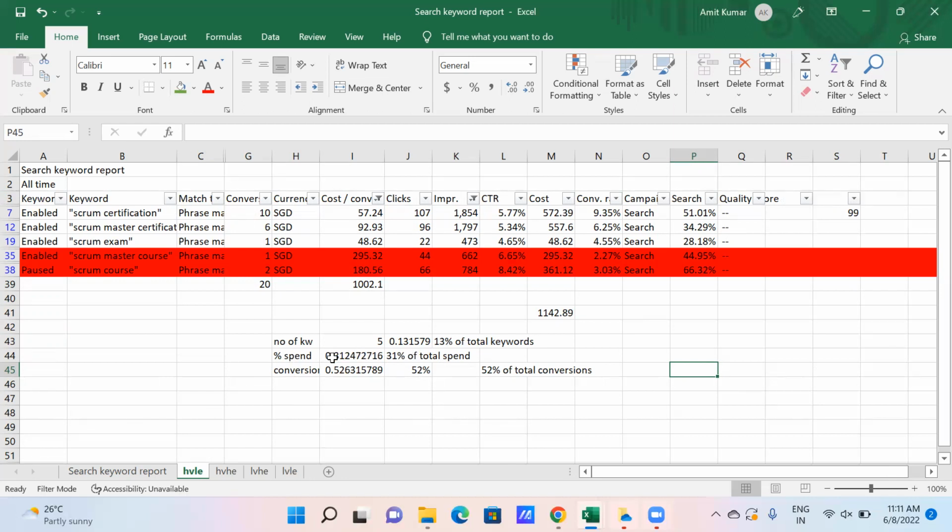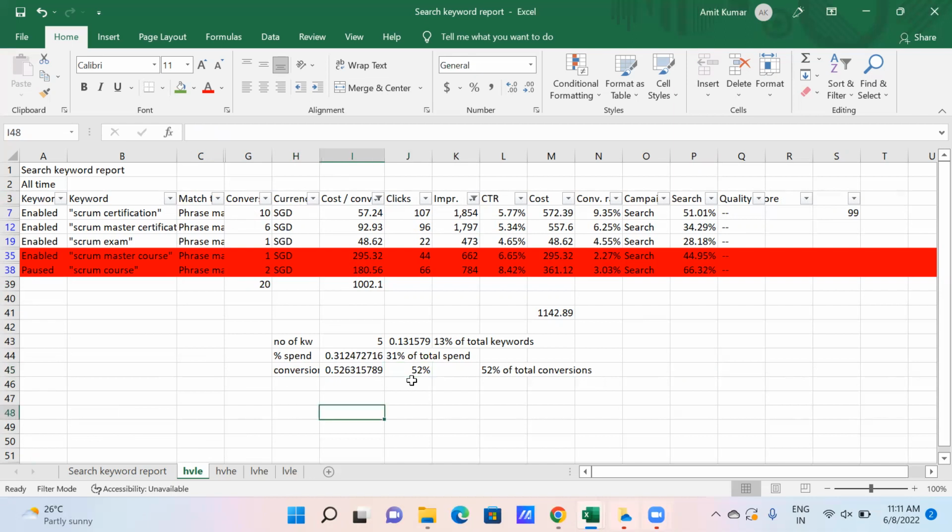What I've done here is calculate the total cost here, divide it by the total cost of the entire campaign data, and multiply by 100, which gave me 31%. Now, conversion percentage: the total conversion here is 20, and total conversion for the campaign is 38. So 20 by 38 will give you 52%.